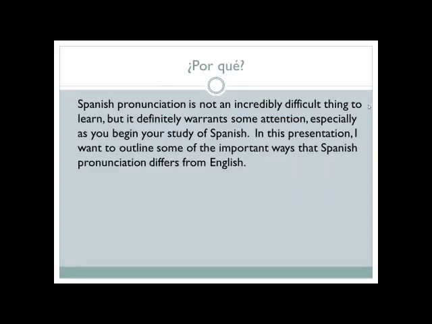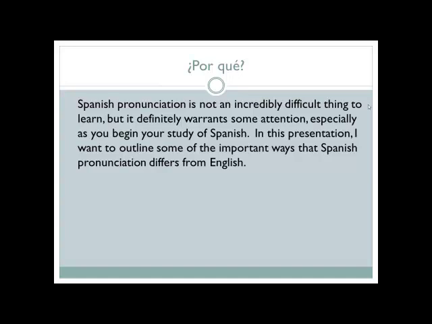Spanish pronunciation is not incredibly difficult given the fact that the sounds are very similar to English in a lot of cases, and that they have the same alphabet for the most part as English, but it definitely warrants some attention, especially as you begin your study of Spanish and start learning Spanish vocabulary and begin to interact in Spanish. This will benefit you both as you speak Spanish and with your comprehension of Spanish spoken by other people.